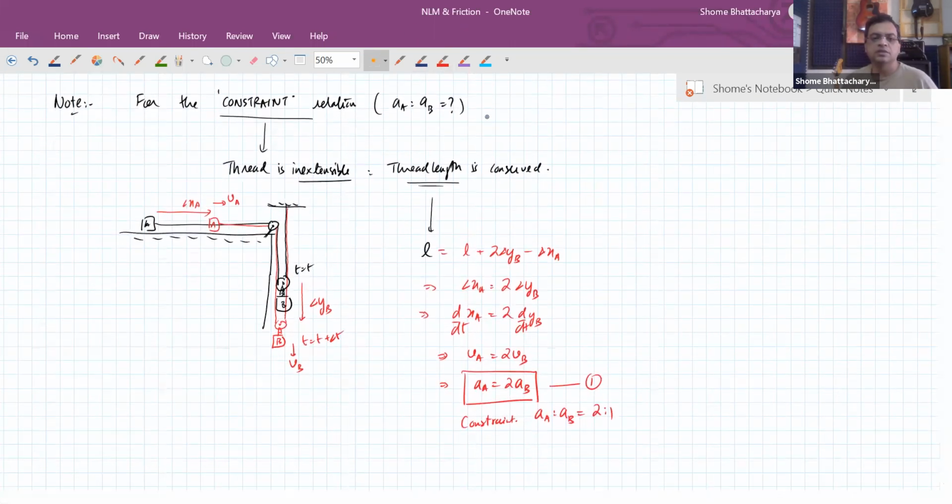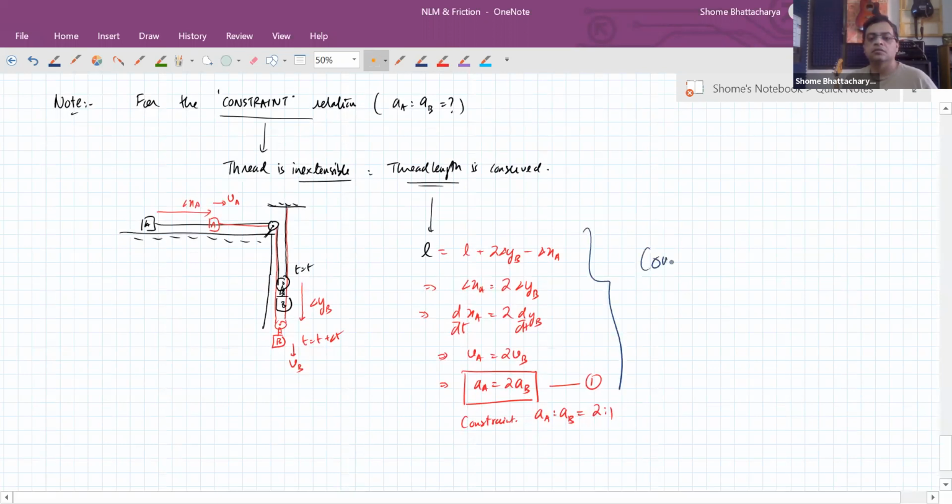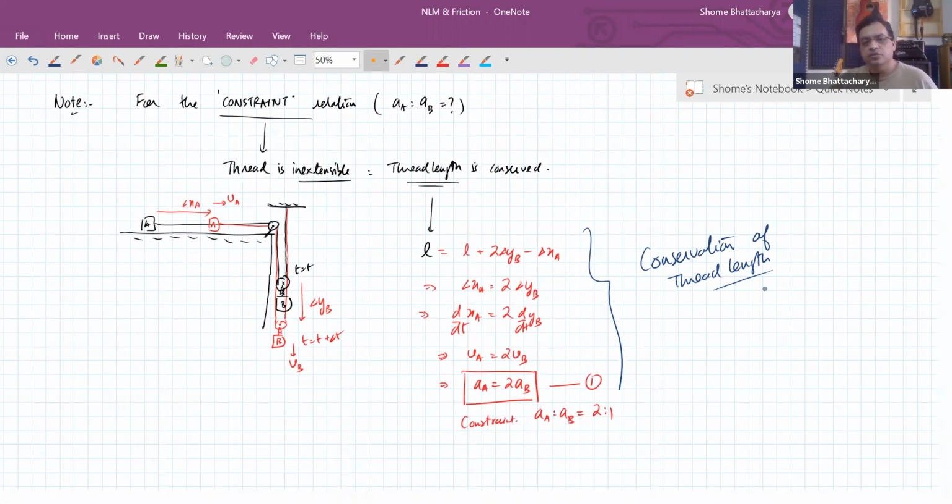So we are using the method of conservation of thread length. Now this is not the most convenient method to use. There are shorter and sweeter methods of developing this constraint relation, and as we move along we'll learn about them. But fundamentally this is one of the core methods, and there's a method that will always work in all situations involving a system of pulleys and threads.